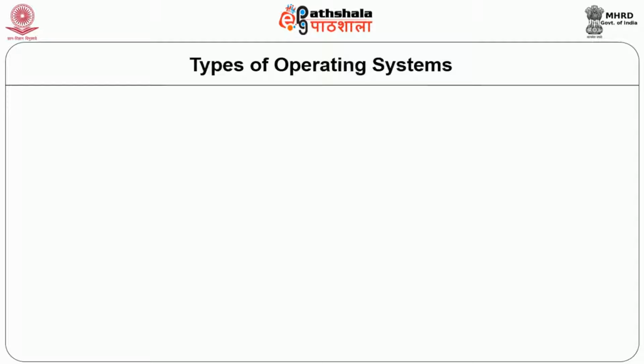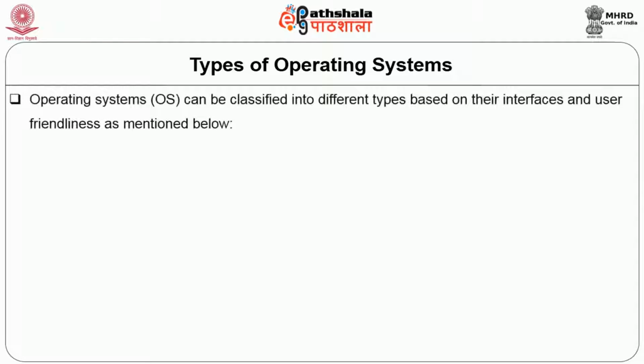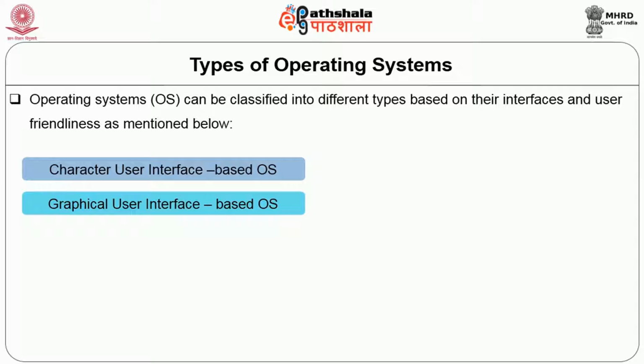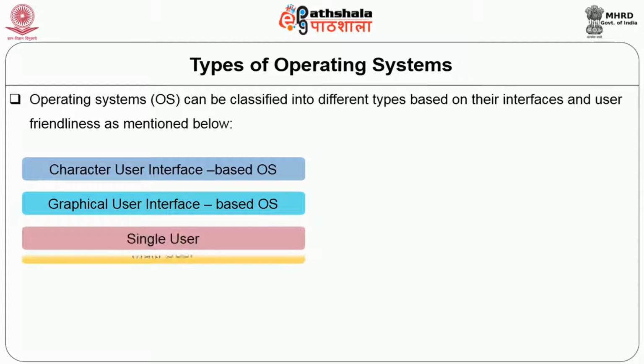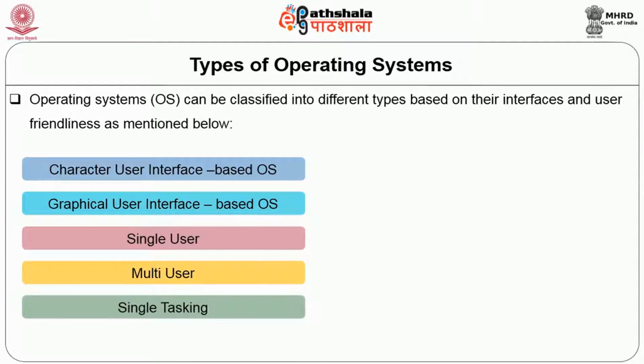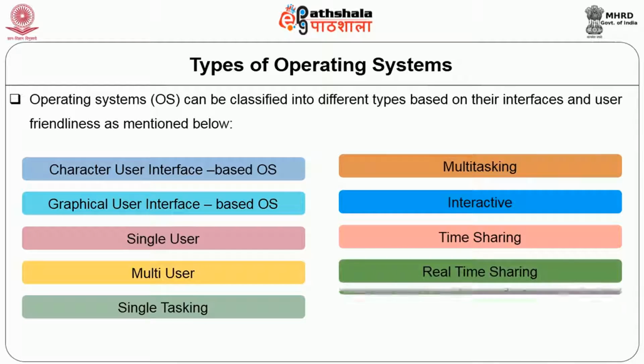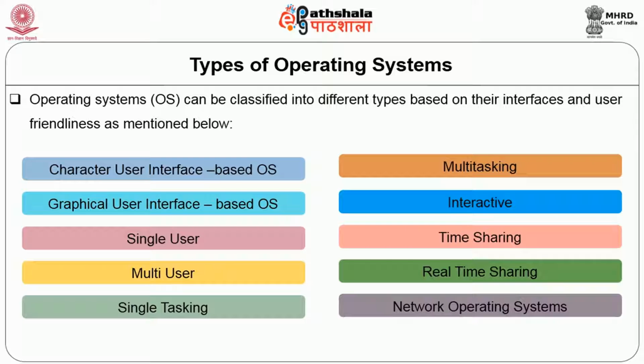Now let us see types of operating systems. They can be classified into different types based on their interfaces and user friendliness, like this: character user interface based operating system, graphical user interface, that is GUI based operating system, single user, multi-user, single tasking, multitasking, interactive, time sharing, real time sharing, network operating systems.